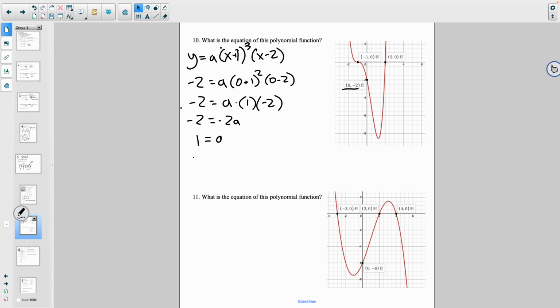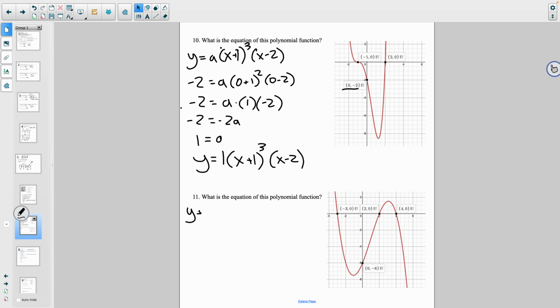So we can write out my final equation, y equals 1. Once again, we don't really need that. x plus 1 cubed, x minus 2. Okay. Now let's look at this one. We can write out my roots.